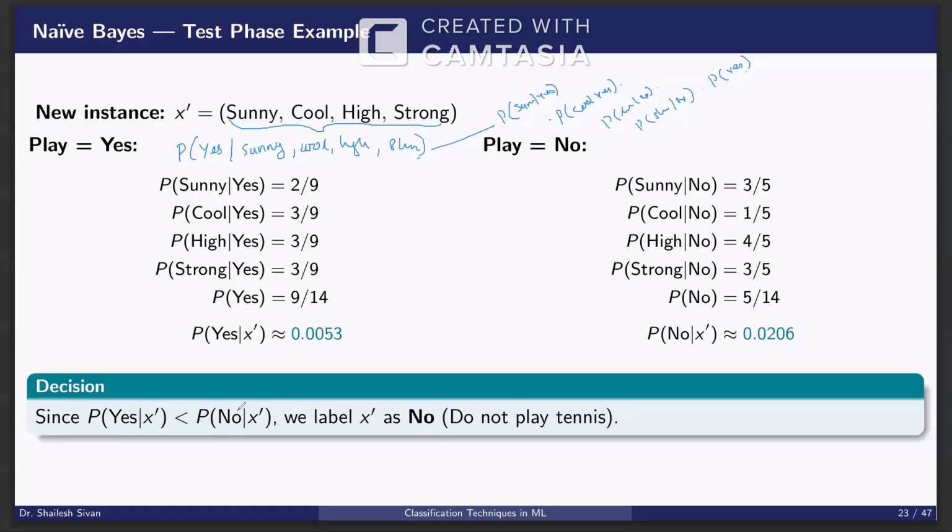Is it clear for you? Everyone? Okay. So naive Bayes is just this much. Easy, isn't it?